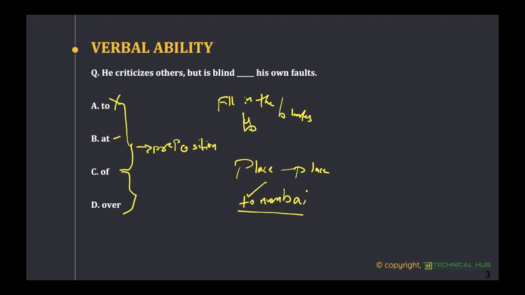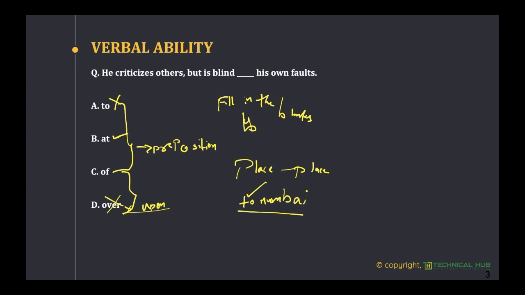Now let's see. He criticizes others, but is blind of his own faults. Of also can be used. Let's see between at and of. Now, he criticizes others, but is blind over his own faults. You cannot use over, because over means upon. It's like going upon something and then doing it, but it is the wrong answer. So the answer lies between at and of. Out of these two, at is the right word which fits. Okay, so that's how we need to approach it.